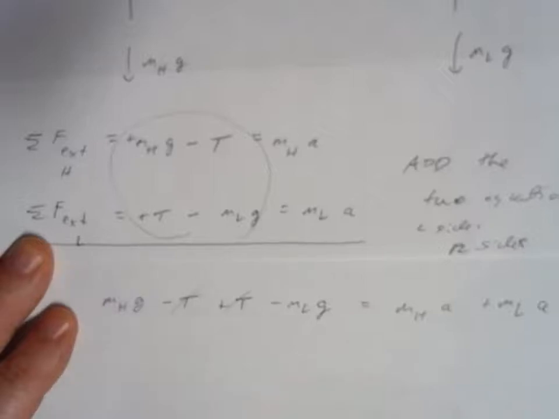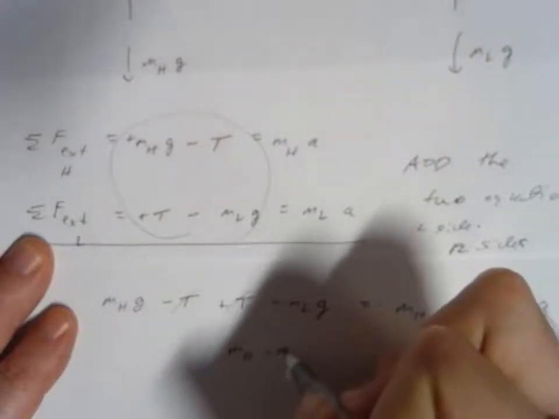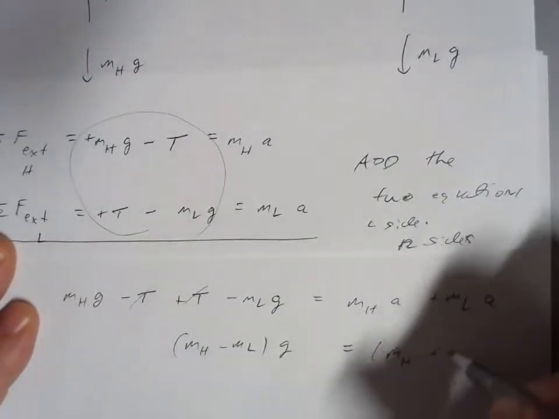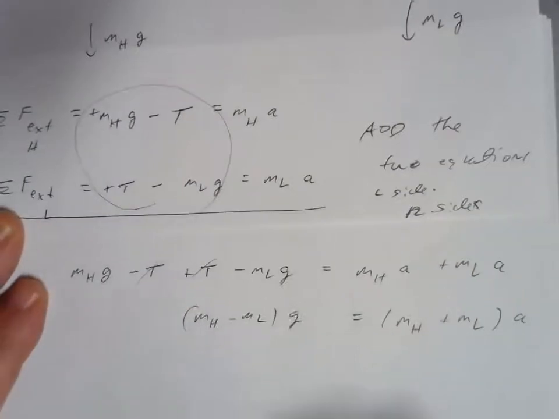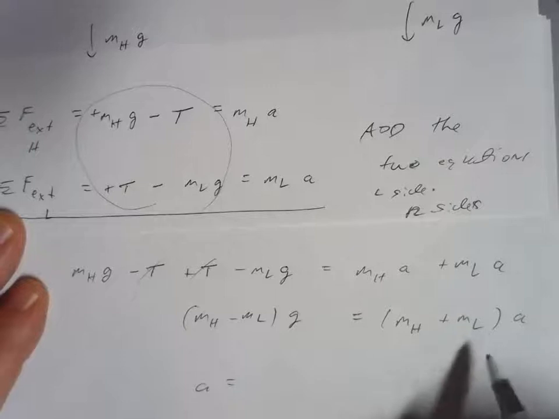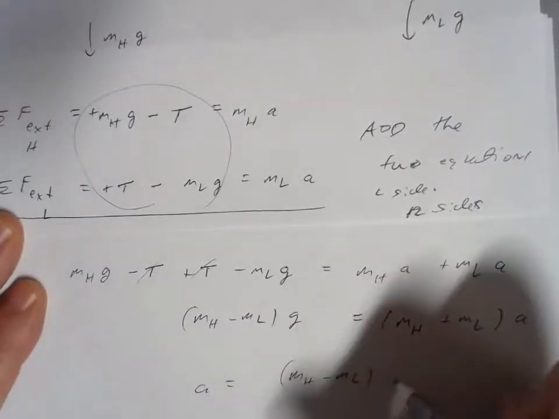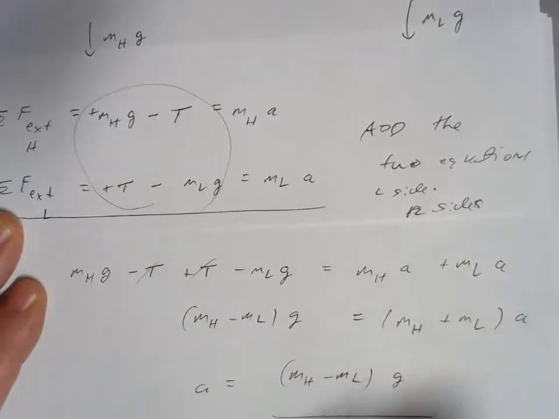Right here, I've got mhg minus mlg. Well, I can factor out g. That will be (mh minus ml) times g. And on the right side, I've got mha plus mla. Factor the a, you get (mh plus ml) times a. So now it's really easy solving for, if you wanted to know the acceleration, you just isolate a. It is (mh minus ml) times g over (mh plus ml).